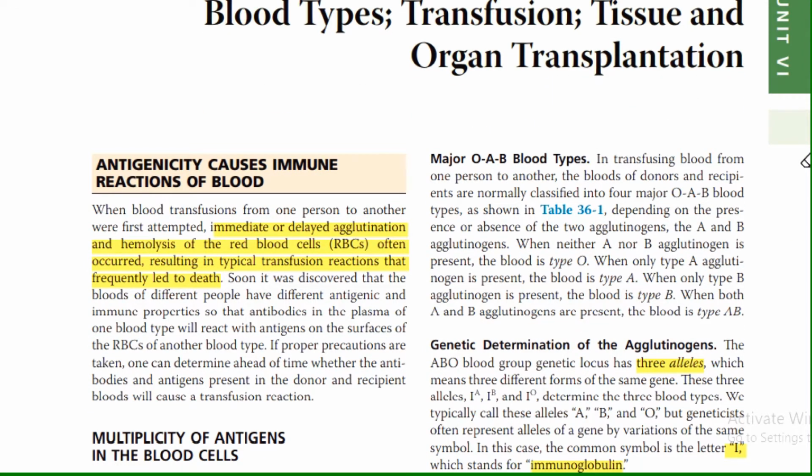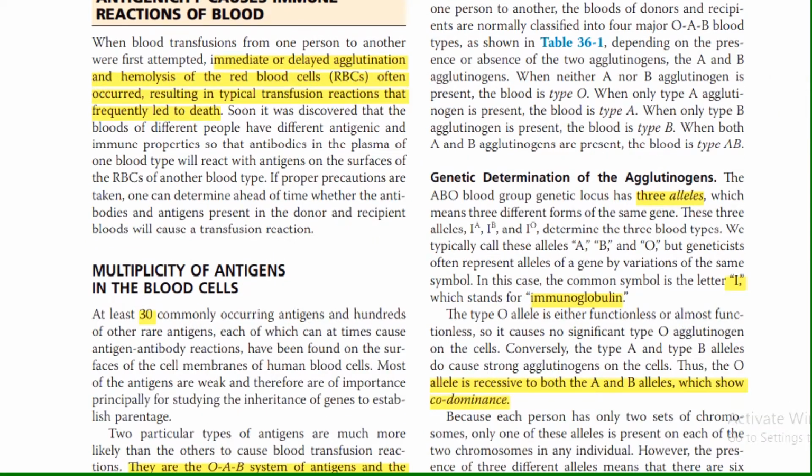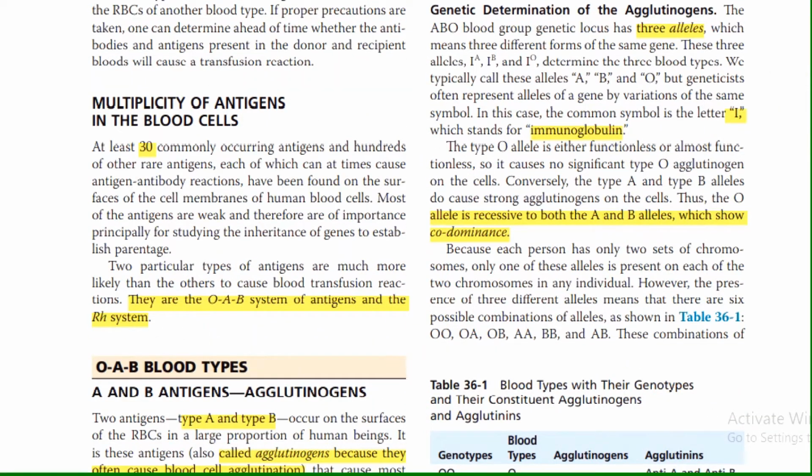Antigenicity causes immune reaction of blood. When a blood transfusion from one person to another was first attempted, there was a reaction. It can be immediate or delayed. Agglutination or hemolysis of red blood cells, which means breakdown of red blood cells, often occurs, resulting in the typical transfusion reaction that frequently led to death. Let's look at how we can stop this.